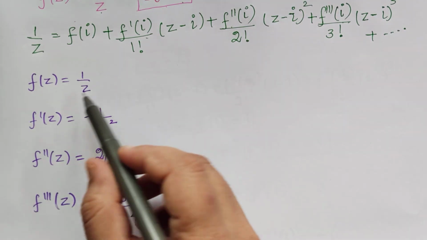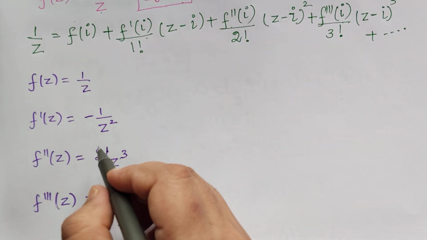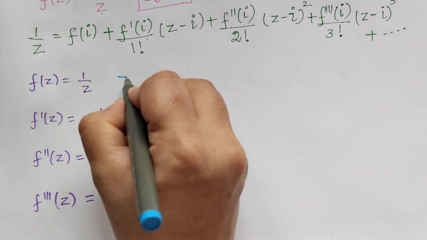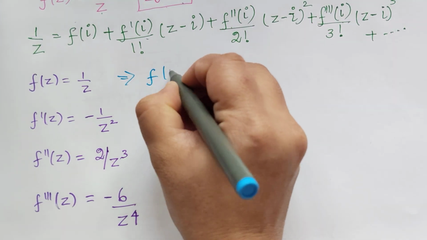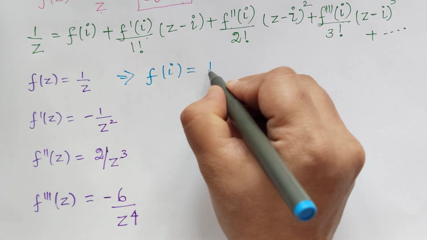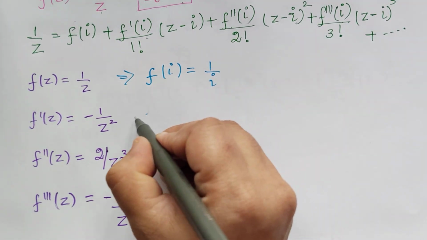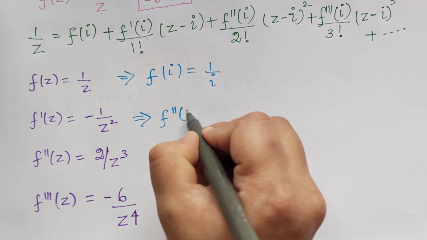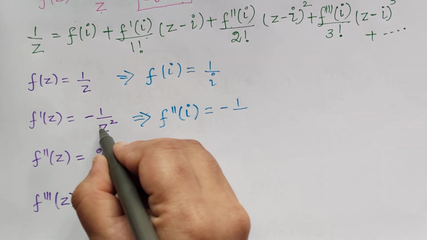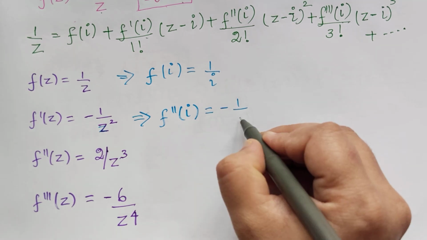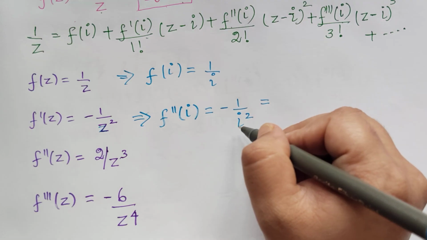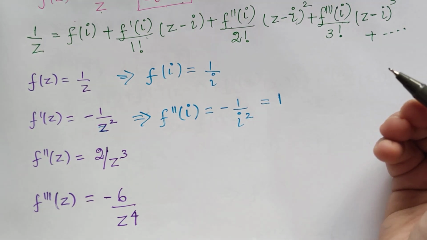Now we shall find the corresponding f of i, f dash of i and f double dash of i. From this we get f of i equal to, at the place of z we put i, so it will be 1 by i. Similarly, f dash of i will be equal to minus 1 by z square; we put i, so it will be i square, and we know that i square is minus 1, so minus into minus becomes plus, and we will have 1.